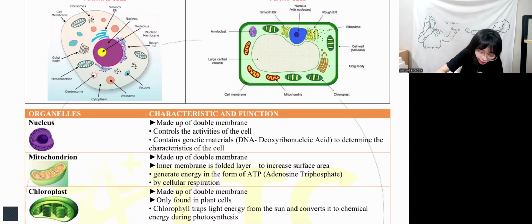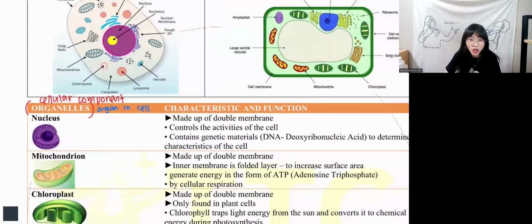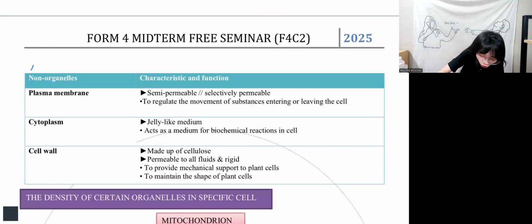Organelle means what? Organelle means cellular component. Okay, cellular components are the organs in the cell. We call this a cellular component. Organelle, it means organ in the cell. For non-organelle, they are not in the cell. Non-organelle is over here, right? Not in the cell. What is not in the cell here?